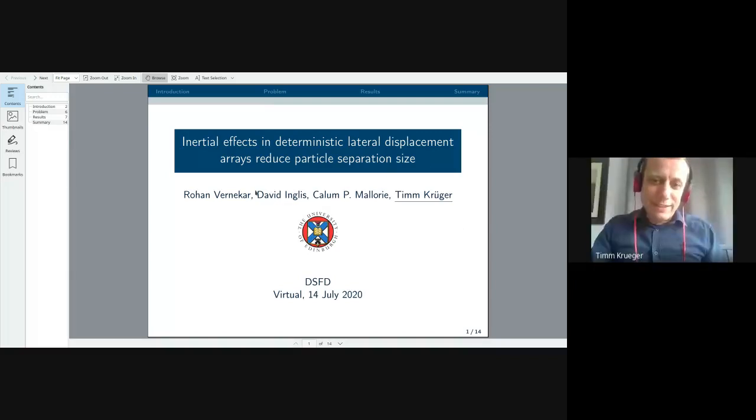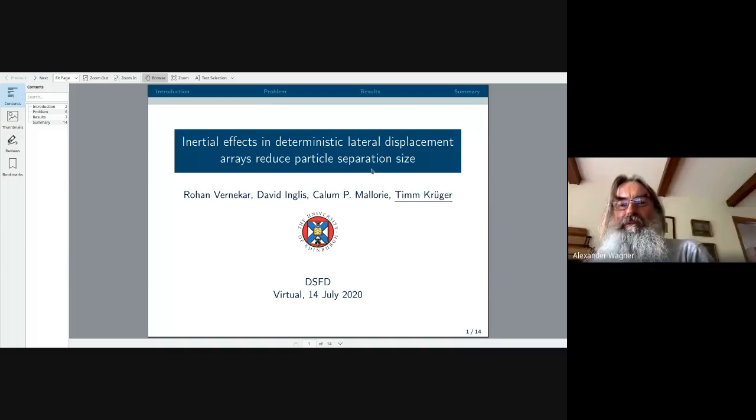Thank you very much, Alexander. First of all, can you see my mouse moving? Yes, I can. Okay, that's extremely helpful.